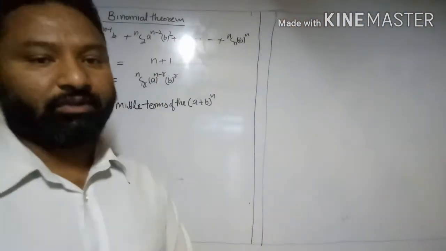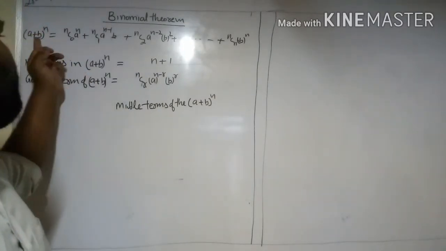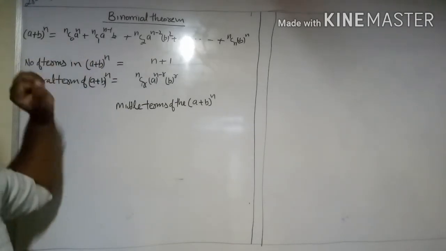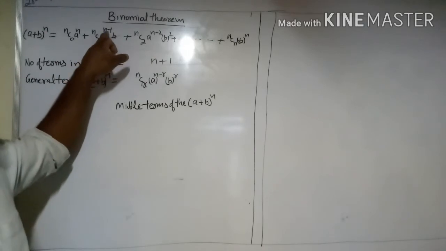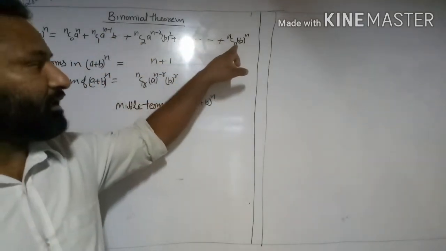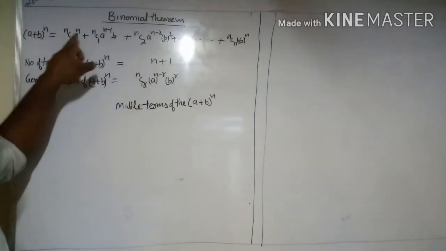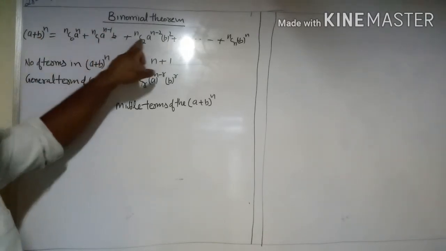So today, as we know, we are studying the binomial theorem, and in this chapter we study how to expand binomial terms. There is the formula: (a + b)^n = nC0 a^n + nC1 a^(n-1) b + and so on, up to nCn b^n. In that we will see that the power of the first term a is decreasing by 1 and the power of b is going to increase.